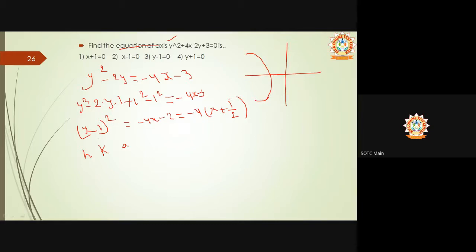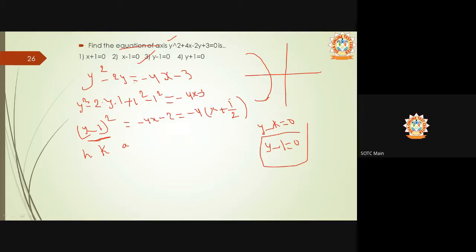y is equal to 0, but here y something is equal to 0, y minus k is equal to 0. Yes or no? So in this case, what is k value? k is 1, right? So simply y minus 1 is equal to 0 is the correct answer. Option 3 is correct. Right?